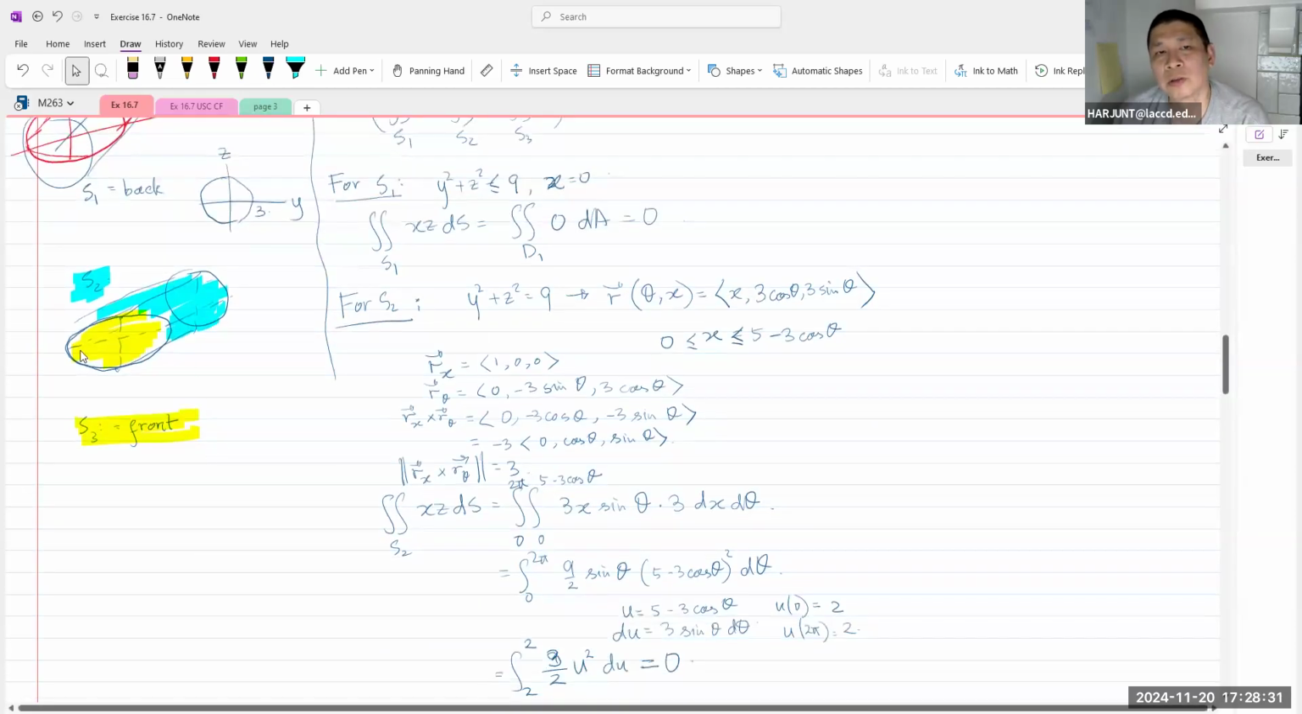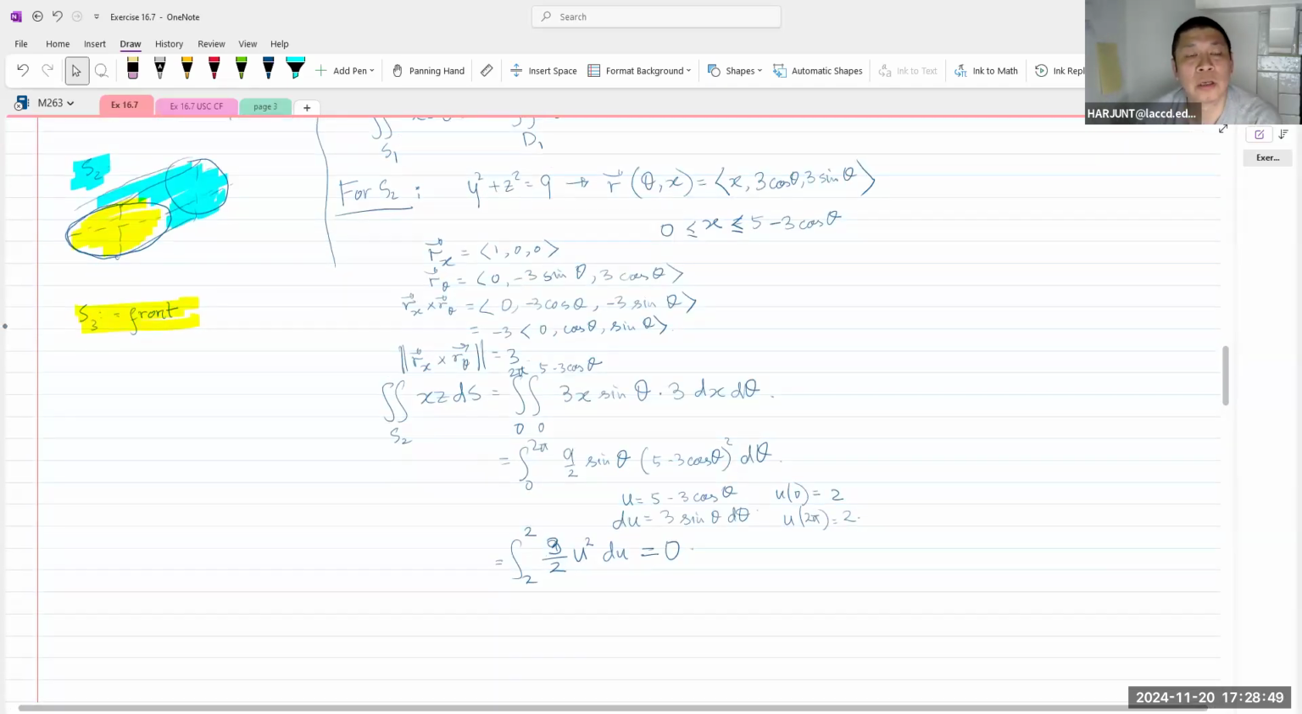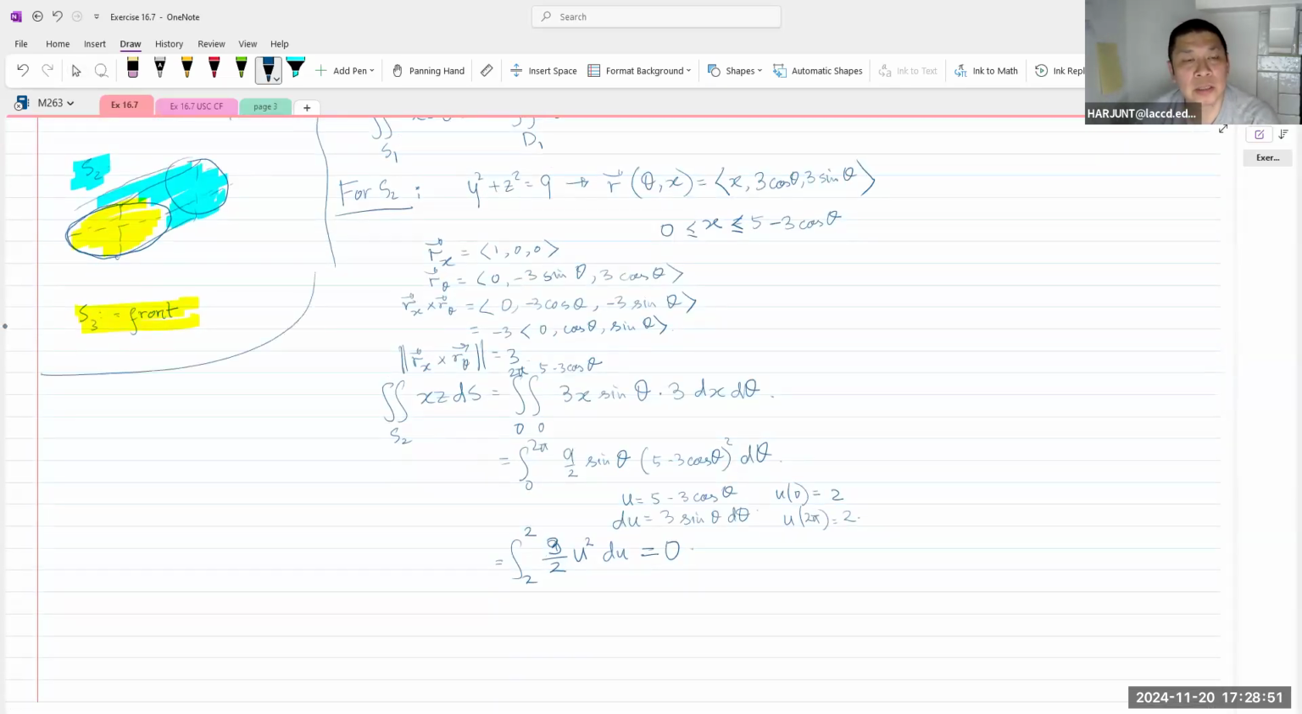Yeah, because the graph is symmetric with respect to the xz plane, right? I mean, sorry, xy plane. It's symmetric with respect to the xy plane, so it becomes an odd function for z. Okay, so, well, I have to believe it, like it or not. So let's see S3.